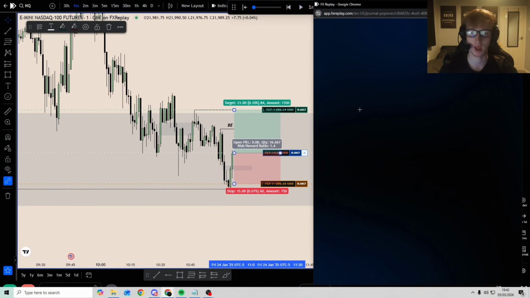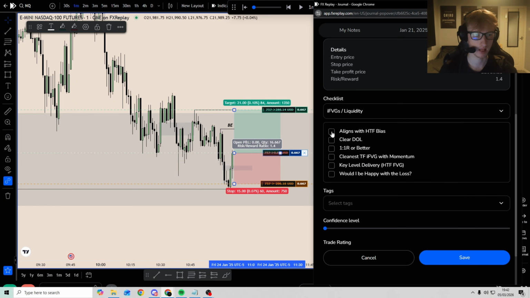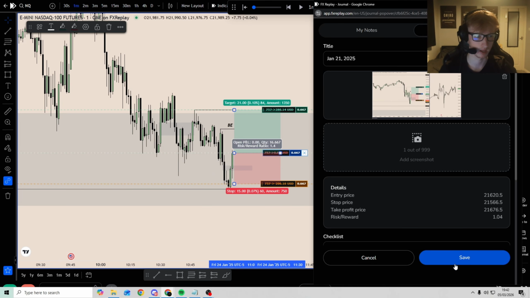So yeah, as you can see here, I'm not going to have any sort of hesitation with the journal this time. If you look at the checklist, it aligns with high time frame bias. We're bullish. Got a clear draw on liquidity of trendline liquidity right above. It's over a 1 hour. Cleanest time frame IFG is the 1 minute. Key delivery from the hourly and the 4 hourly, and I'd definitely be happy taking a loss on a trade like this.